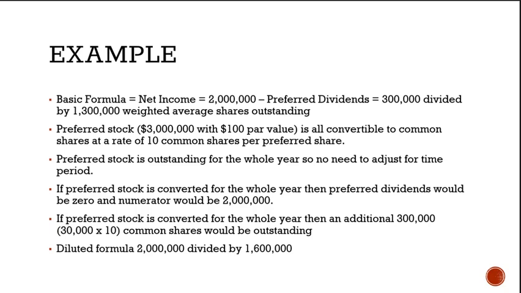But if they converted for the whole year, they would have converted into 300,000 additional common shares. That's because there's $3 million worth of preferred stock at $100 par. You divide the $3 million by 100 to get 30,000 preferred shares, and each of those is convertible into 10, so you have 300,000. So your new diluted formula is 2 million divided by the 1.3 million plus the 300,000, or 1.6 million.